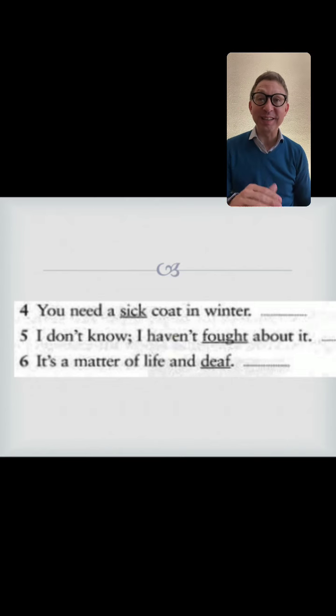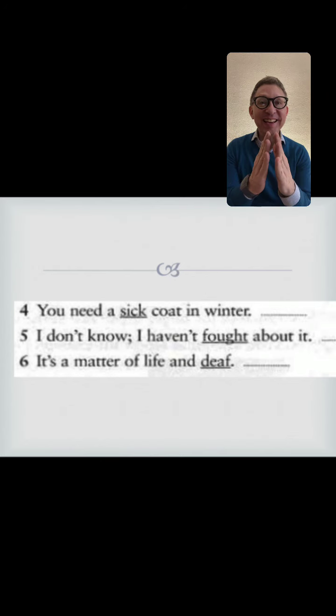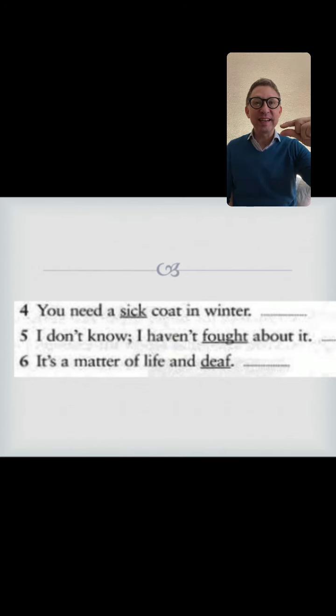Next 3. I'll read it incorrectly. You need a sick coat in winter. You need a thick coat in winter. Thick. This is thin. This is thick. Thin, thick. Thin, thick. You need a thick coat in winter.